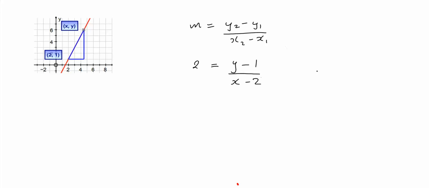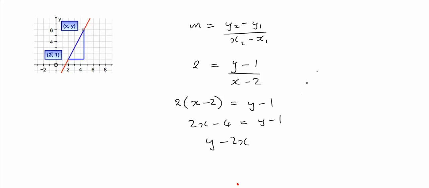If I multiply both sides by x minus 2, I have 2(x minus 2) equals y minus 1, so 2x minus 4 equals y minus 1, and moving everything onto the right, y minus 2x plus 3 equals 0, or y equals 2x minus 3, and this is the equation of that straight line.